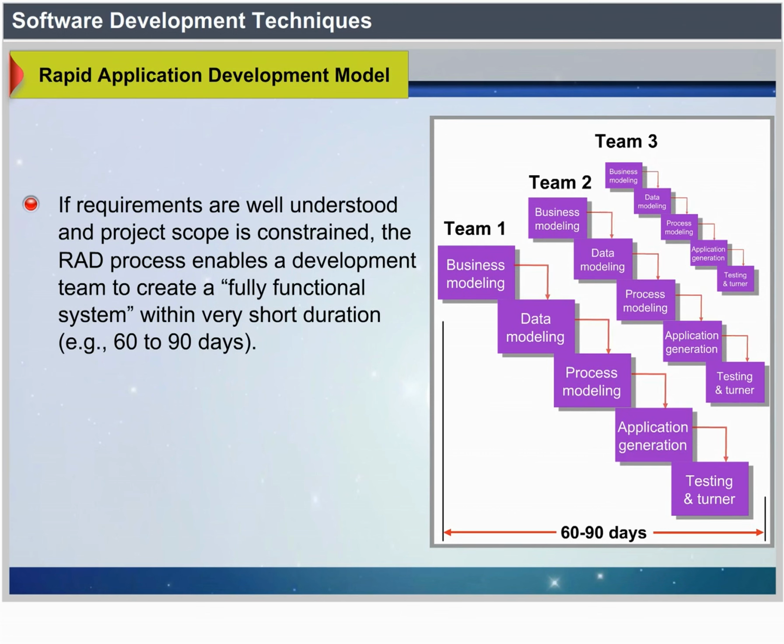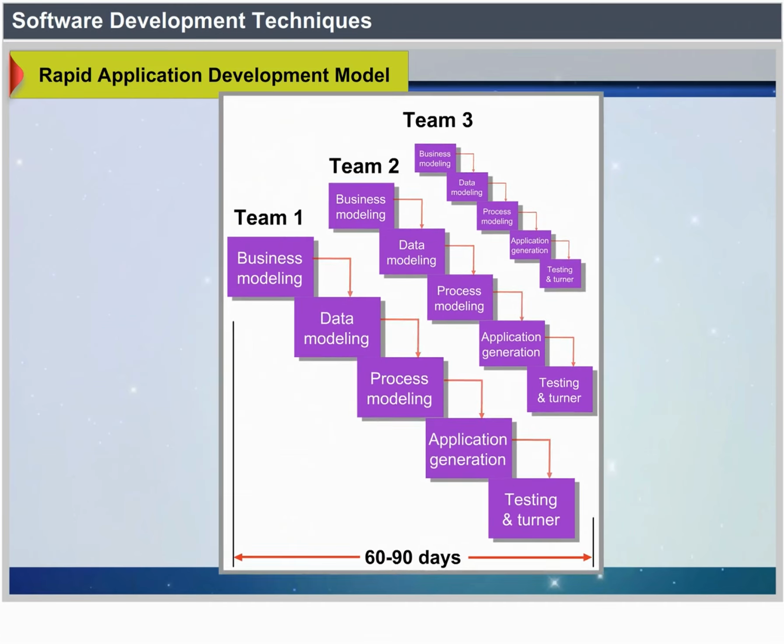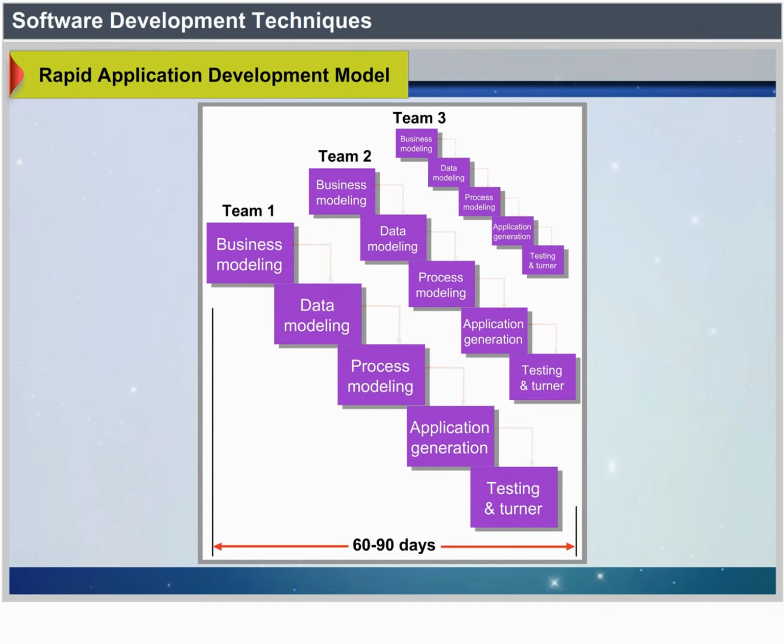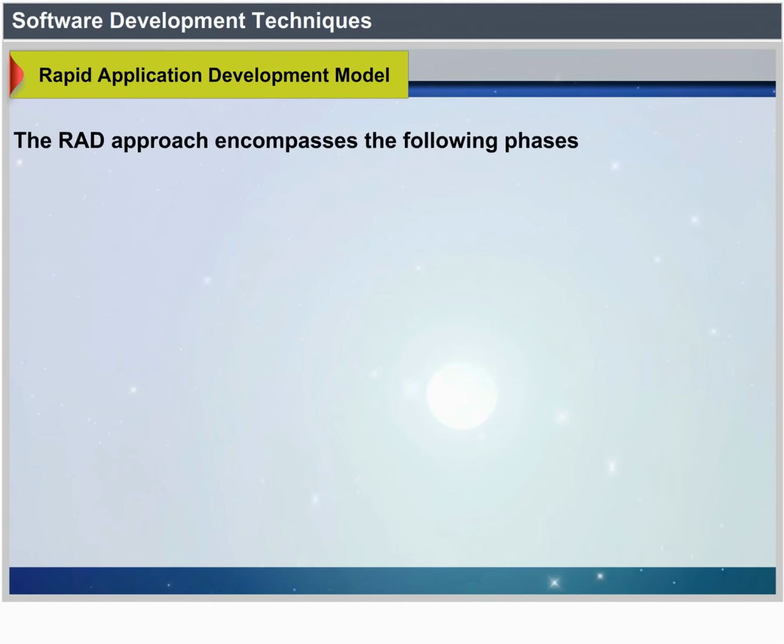If requirements are well understood and project scope is constrained, the RAD process enables a development team to create a fully functional system within a very short time period, that is 60 to 90 days, used primarily for information system applications. Figure shows the rapid application development process. The RAD approach encompasses the following phases.